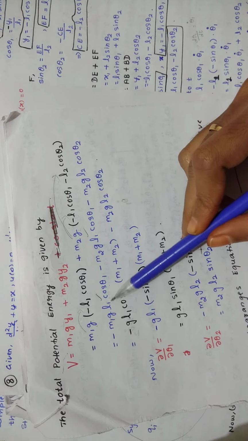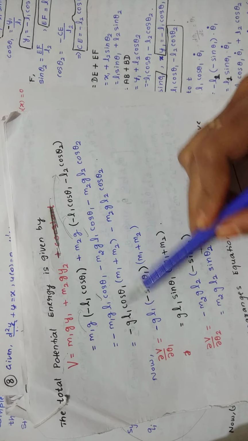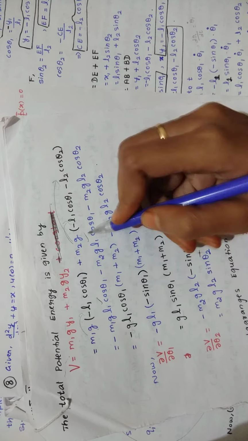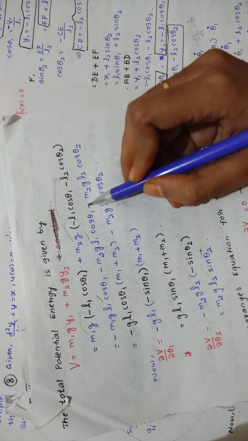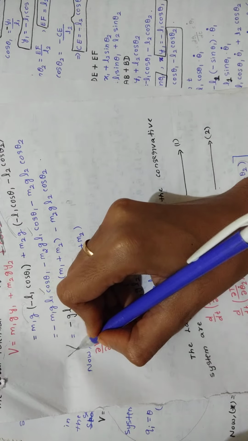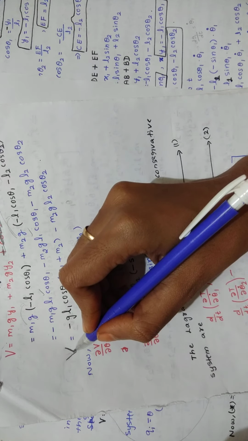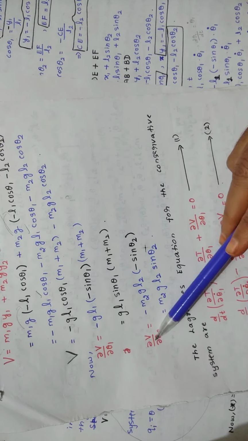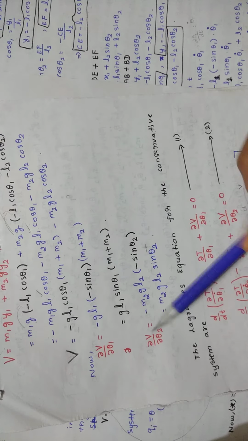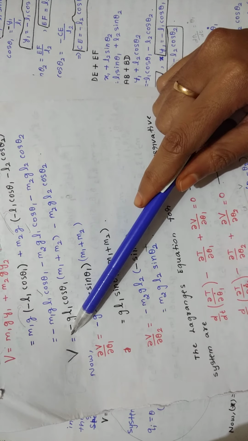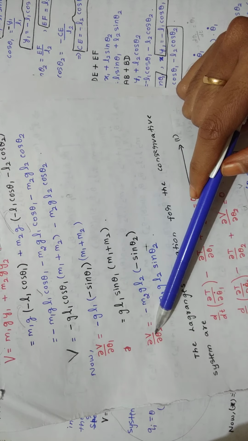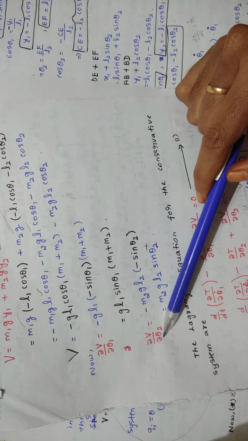After that, you are taking minus g l1 cos theta 1 common from these two terms so that you will get this, put this minus, and write this term as it is. Now you got the value of V. This is the value of V, and using this you are going to find the value of dou V by dou theta 1 and dou V by dou theta 2. It means you are partially differentiating V with respect to theta 1 first, and then partially differentiating this V with respect to theta 2.